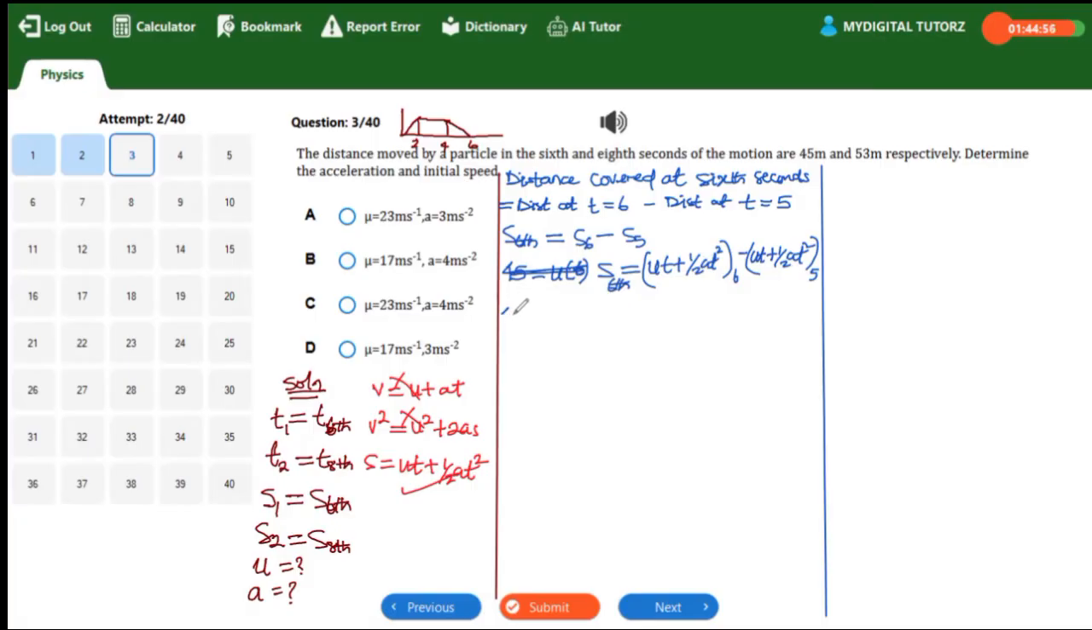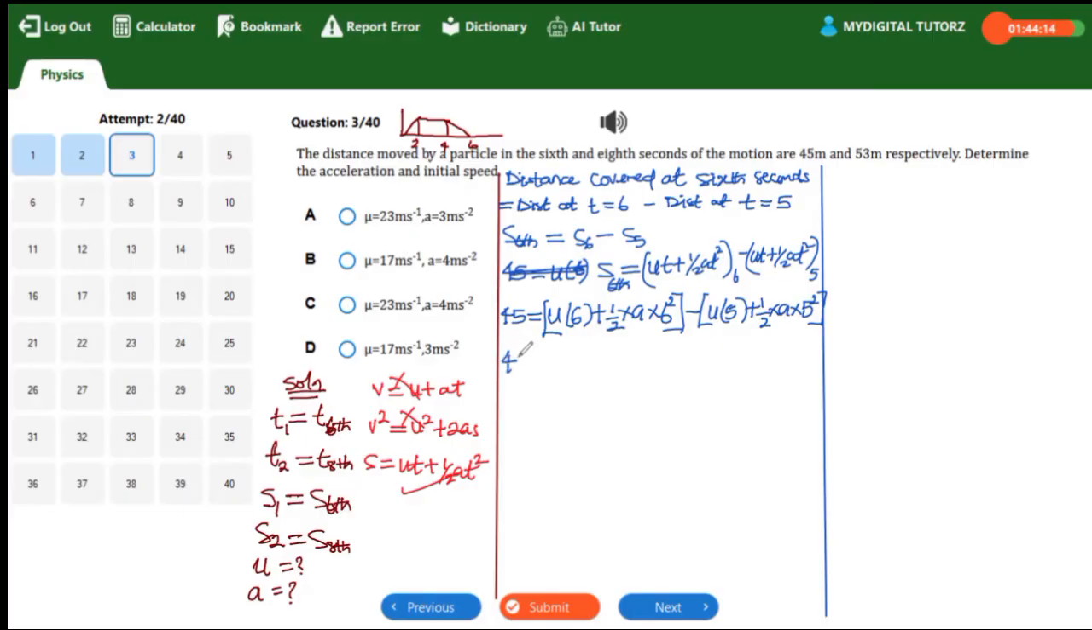So the sixth second is given to be 45, equal to U, we don't know, multiplied by T. This time around, T is 6, right? Plus 1 over 2 multiplied by A multiplied by T, which is what? 6 squared. That one is gone. We cover it, minus the same thing, U, T is 5 in this case, then plus 1 over 2 times A times T squared, that is 5 squared. Covered it again.